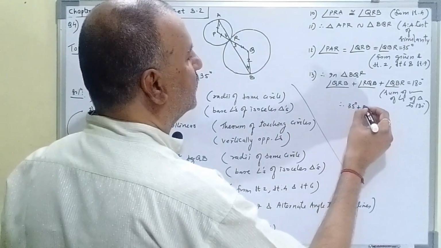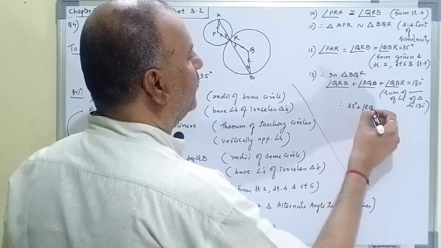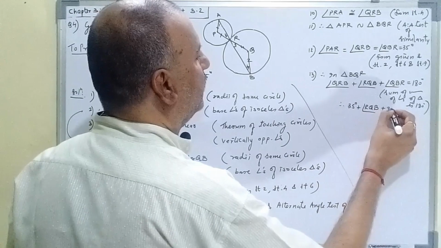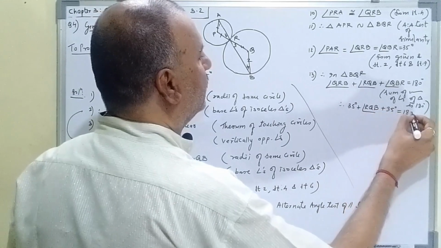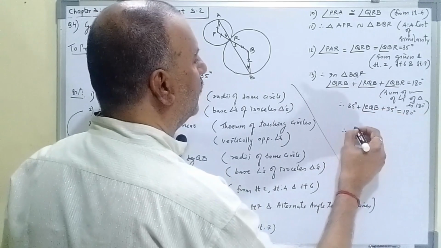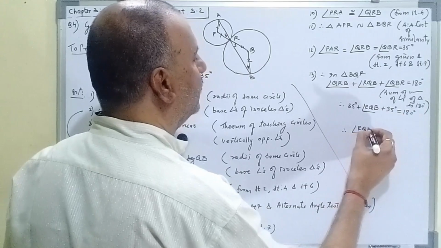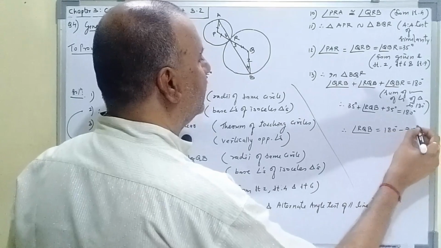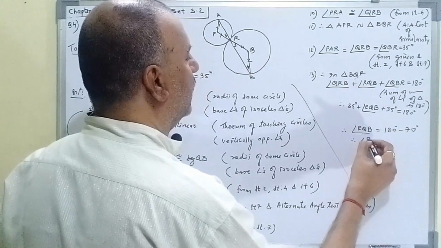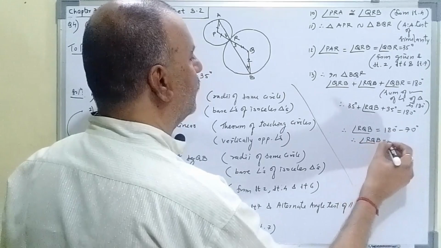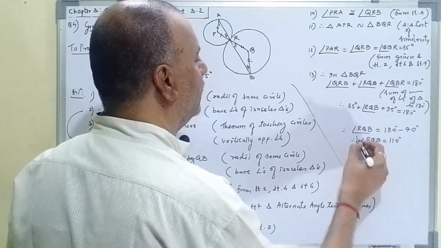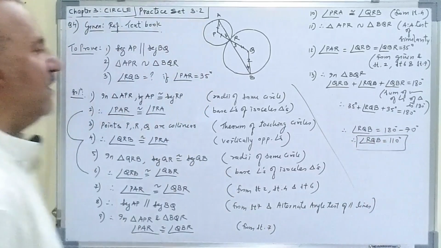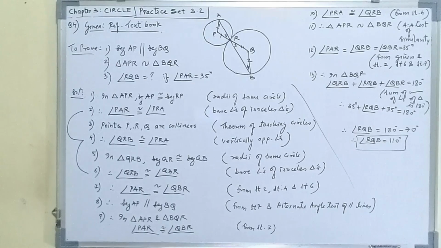35 degrees plus angle RQB plus 35 degrees equal to 180 degrees. Therefore, angle RQB equal to 180 degrees minus 70 degrees. Therefore, RQB equal to 110 degrees. ये हो गया आपका entire solution.